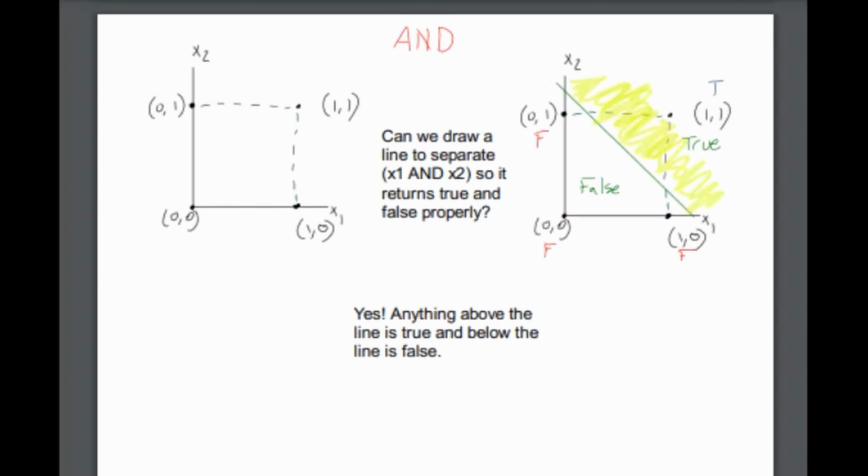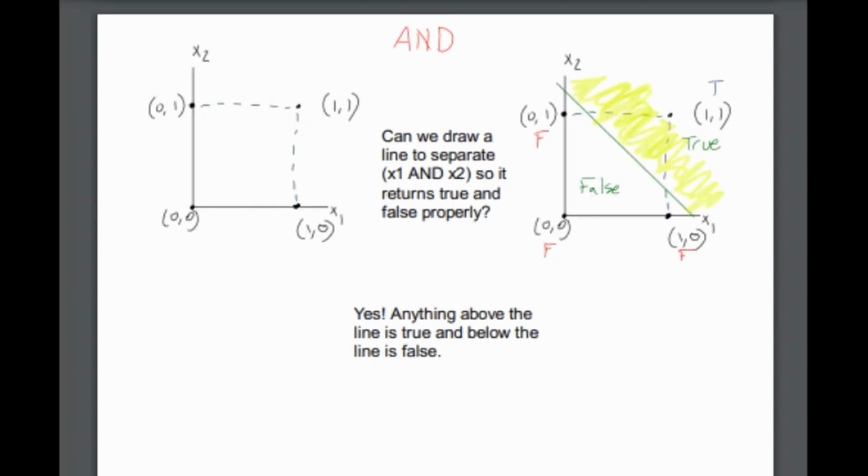But we can graph that, and we can have the y-axis as x2 and the x-axis as x1, and we start to see this little graph of possible points. So can we draw a line to separate them, so it returns true and false properly? And yes, we can, right? We can draw a bunch of lines. Basically, we draw a line so that the upper right square here, the point (1,1), which is true, we can draw a line across that square, and anything above it is true, and anything below it is false. And that meets our conditions. And again, we can draw a lot of lines actually to make that separation.